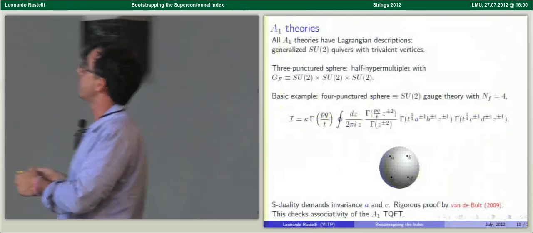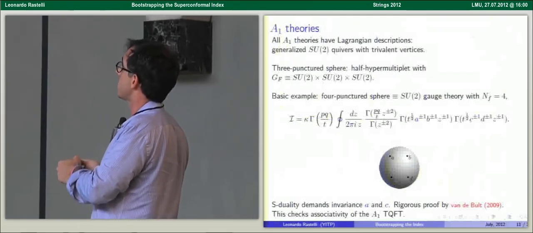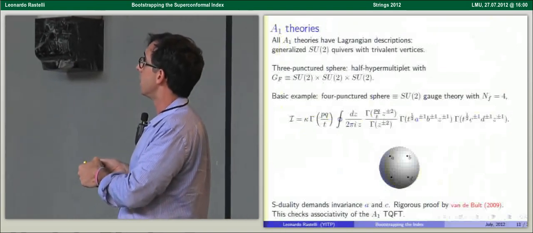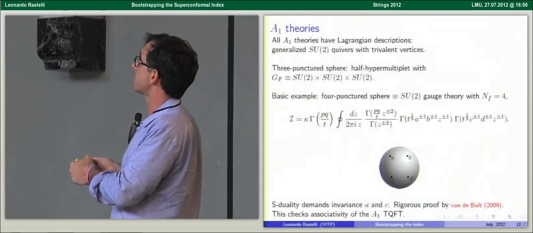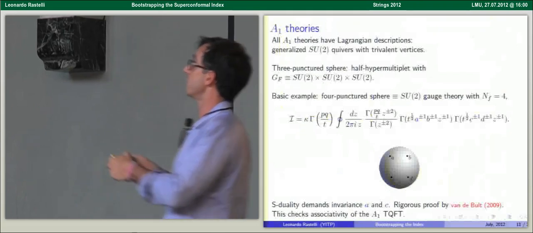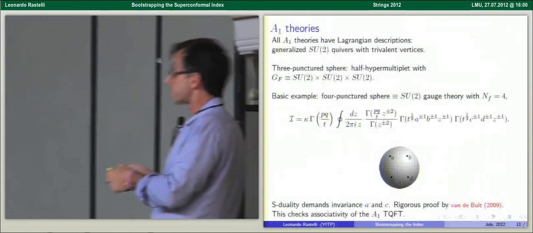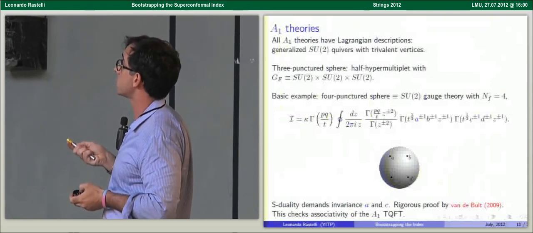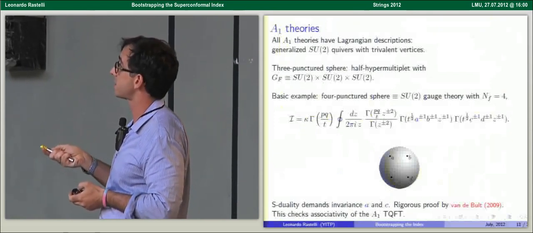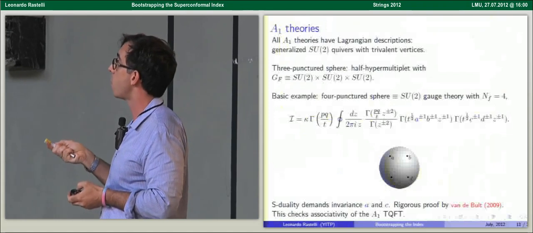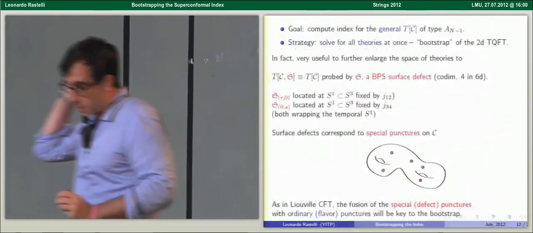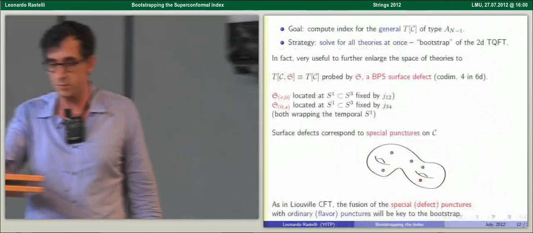We checked with mathematicians and then found that at Caltech there were some mathematicians who were working exactly on proving this type of identities, and they replied to our email instantly and said, well, how did you know about this? We proved it last week. So this is an active subject of mathematical research, and in particular this identity checks associativity of the basic A1 TQFT.